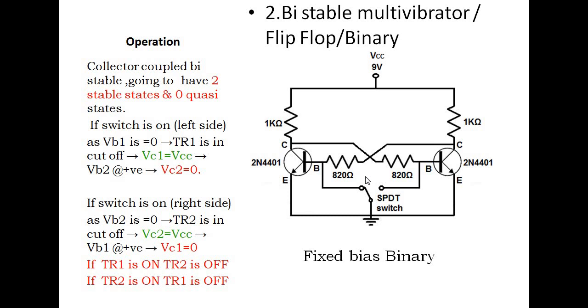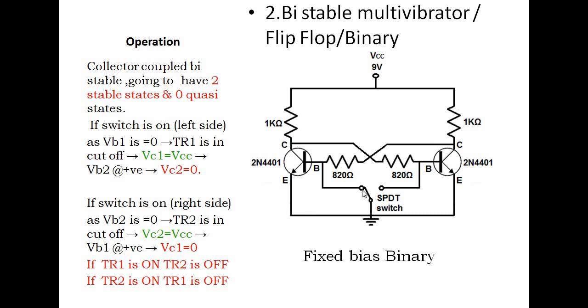Now let us analyze this circuit. This is a single pole double throw switch, right? Both the emitters are connected together and connected to ground. There is a switch; I can move it to the left hand side or right hand side. Let us assume the switch is on the left hand side, so VB1 equals 0. I'm assuming this is Q1 and this is Q2. The left side transistor is Q1, the right side transistor is Q2.